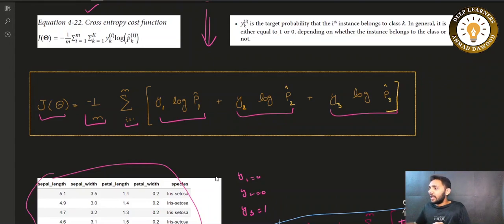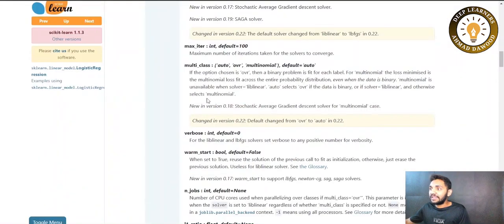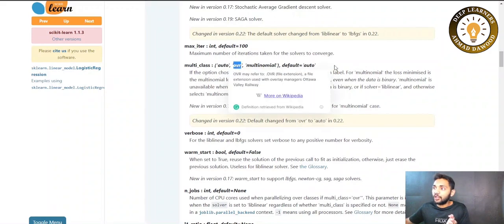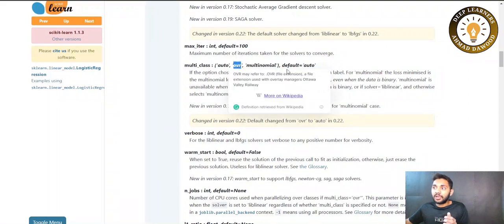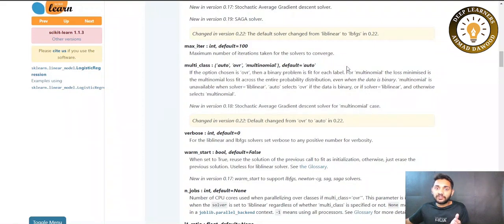I will show you just to give you an idea of how it actually works. If I show you the coding part, it's pretty easy. You just have to set multi-class equal to multinomial, and it means that you are using softmax regression. If you pass the value OVR, it means that you are using multiple binary classifiers, or you can say multiple logistic classifiers. If there are three classes, then this will be three binary classifiers. And if you pass multi-class equal to multinomial, then you are using one softmax regressor.